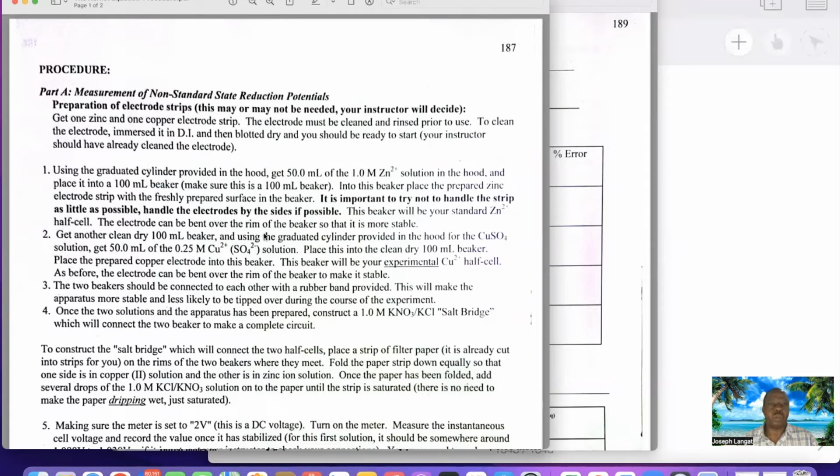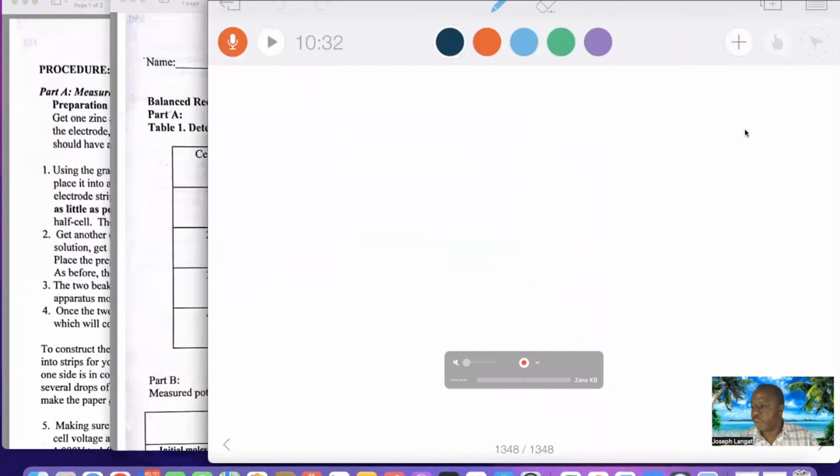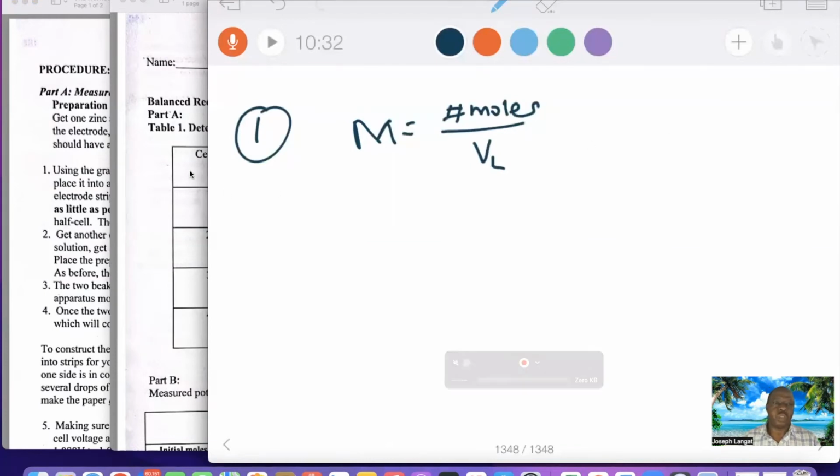Please read the instruction. Using a graduated cylinder, you'll measure the reagent from the fume hood. If I look at here, concentration of ions in the experimental cells, once you construct that, how do you calculate the concentration? For line one, molarity is given by number of moles over volume in liters, concentration.